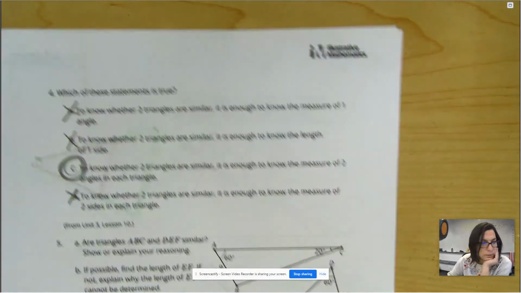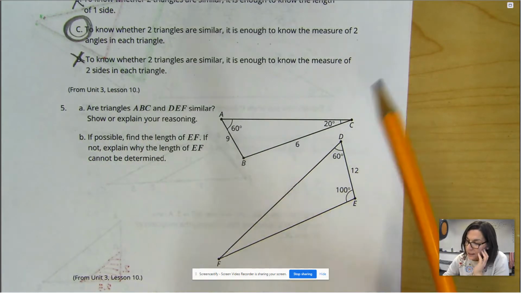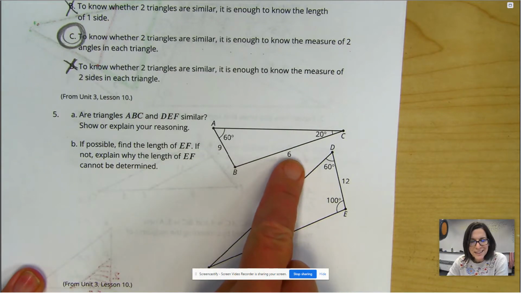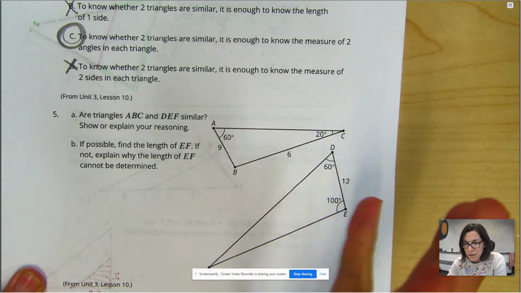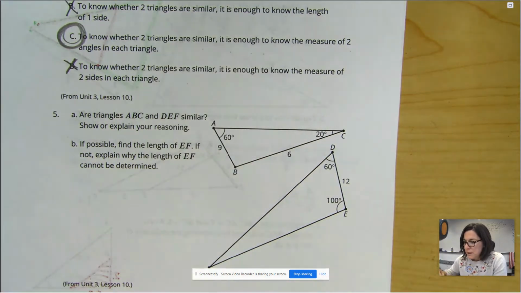Okay. All right. Are triangles A, B, C, and D, E, F similar? So first of all, you might notice that they put the shorter side there and the long one there. I don't know if that was on purpose, but we're just going to use the numbers as they are, even though it looks like these should be flip-flopped. It's fine. Are triangles A, B, C, and D, E, F similar?